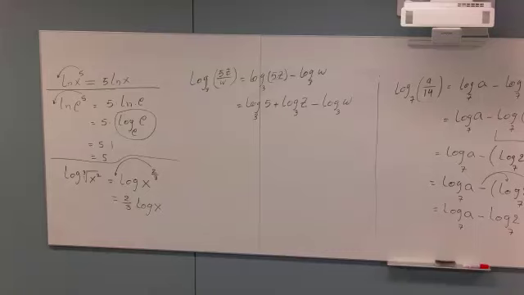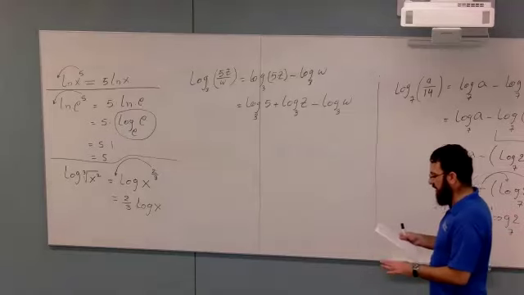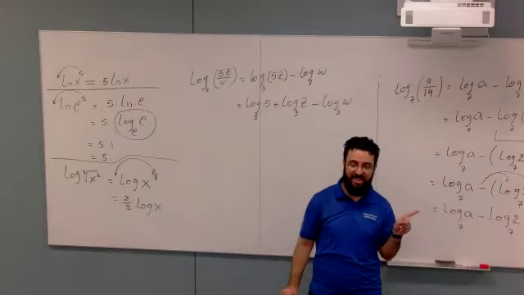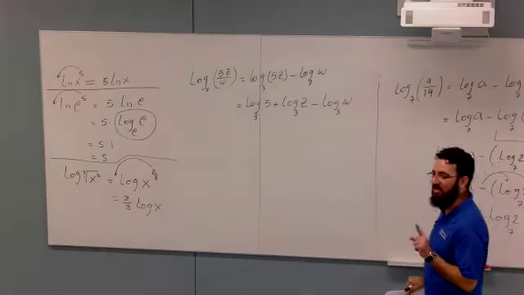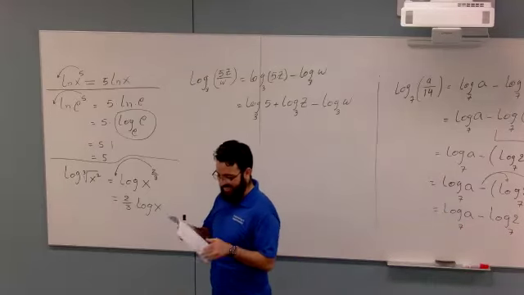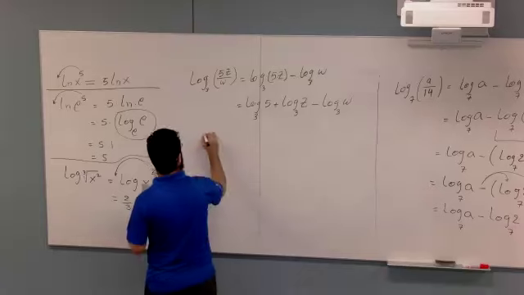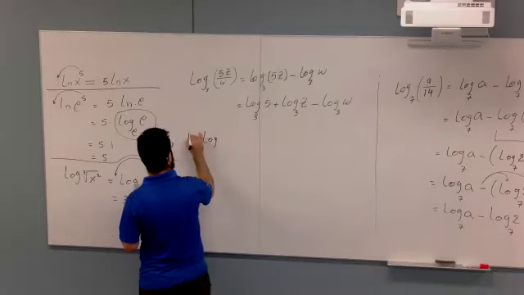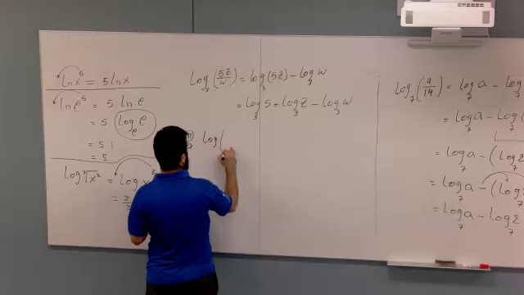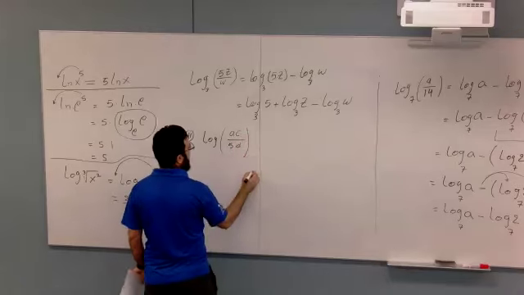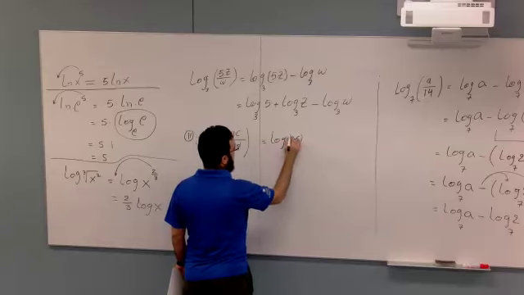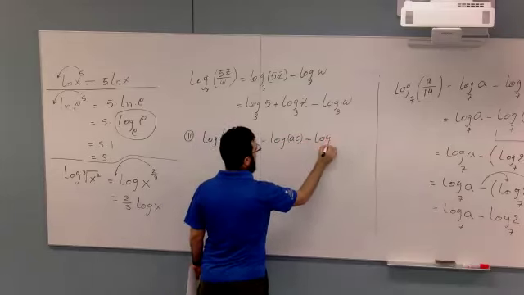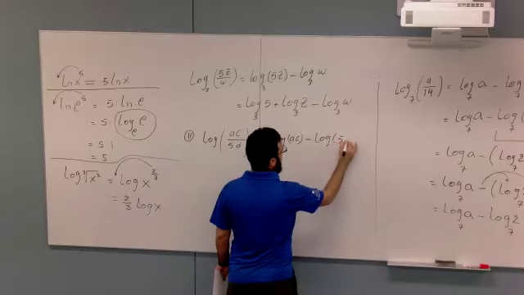Okay. We do the same thing with number 11. Same thing. Be careful with number 11. Log of the quantity AC over 5D. You can say what? It's log of AC minus log of 5D, right?